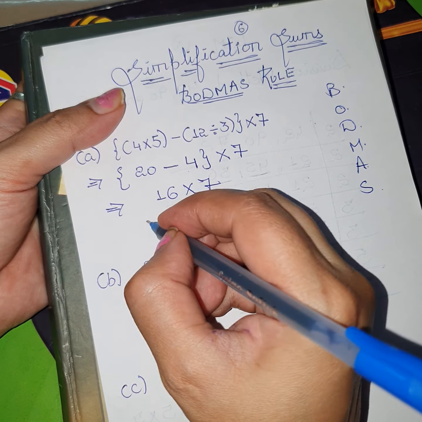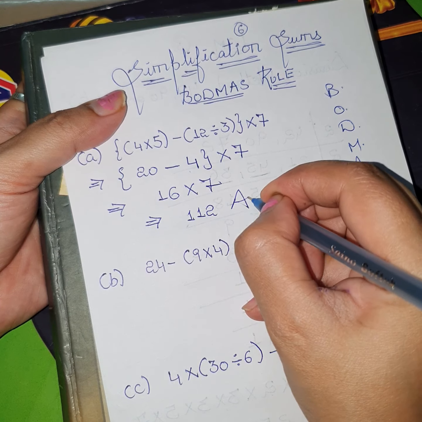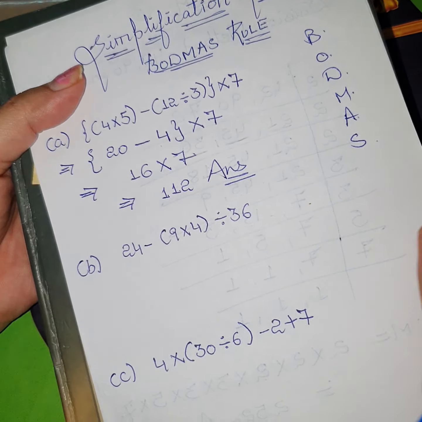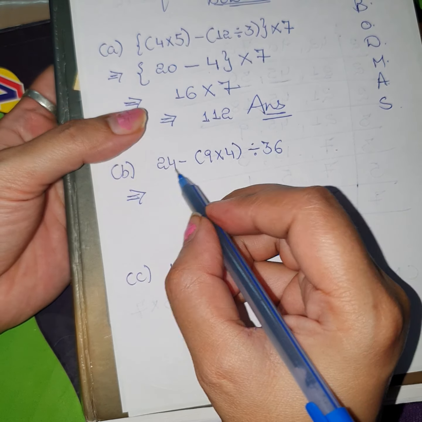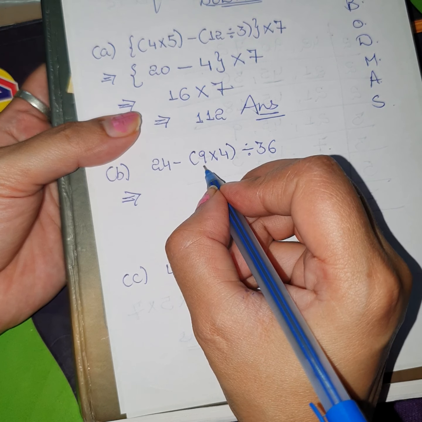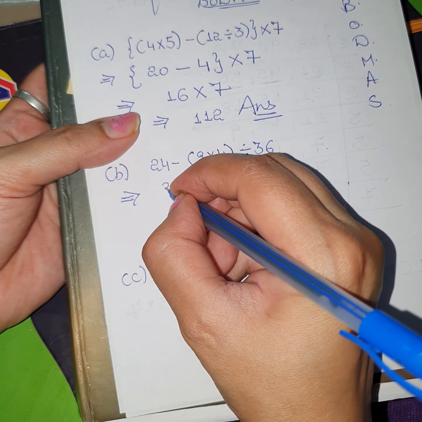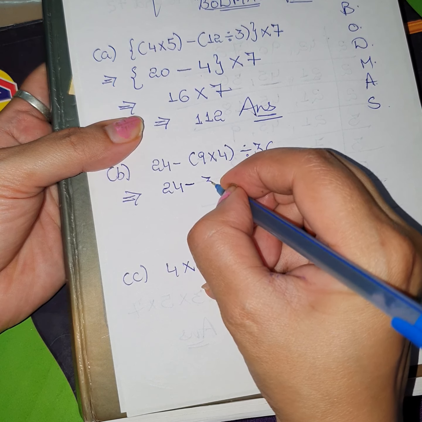Now multiply 16 and 7. So 16 into 7 is equal to 112. So this is your answer of A part. Now move on to the B part. It is 24 minus, in small bracket, 9 into 4, divided by 36. So firstly we will solve the bracket as per the BODMAS rule. So multiply 9 into 4. So 9 into 4 is equal to 36.